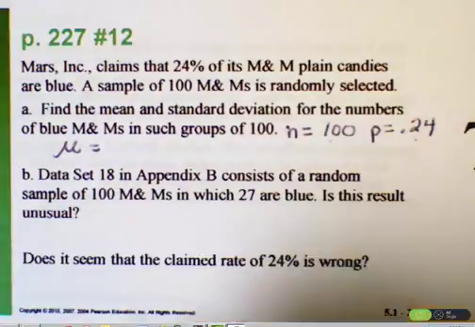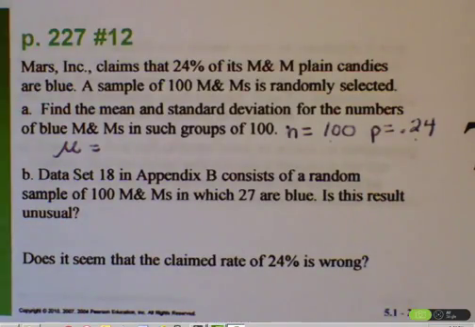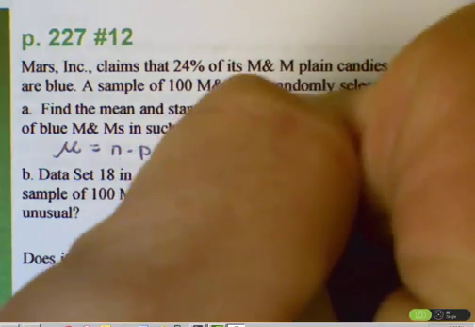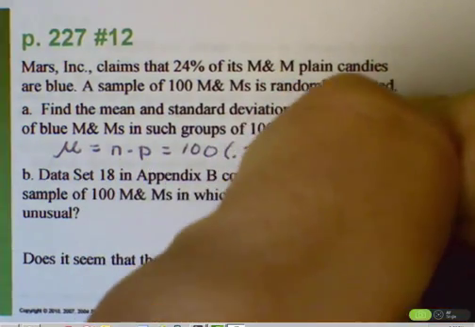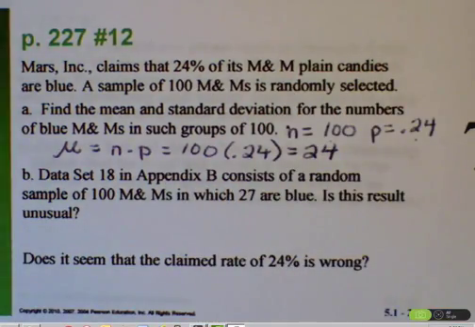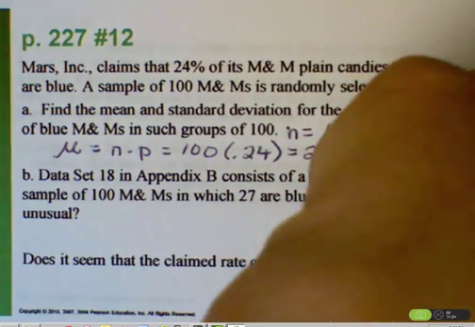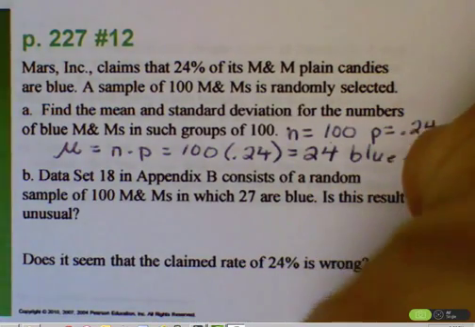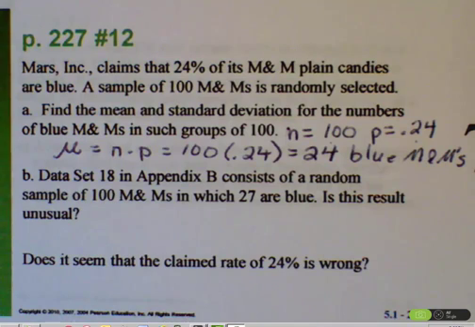If you had a problem that you could not do that in your head, you would say the mean is n times p, or 100 times 0.24, and get that the mean is 24 blue M&Ms. And remember that that means the same thing as expected value, the number of blue M&Ms I would expect to get in a bag of 100.